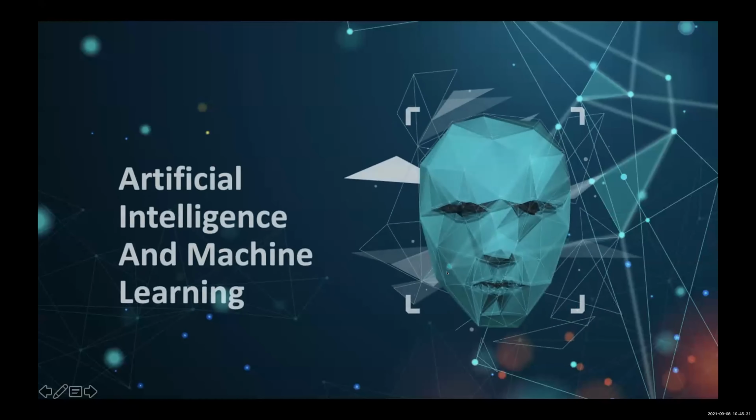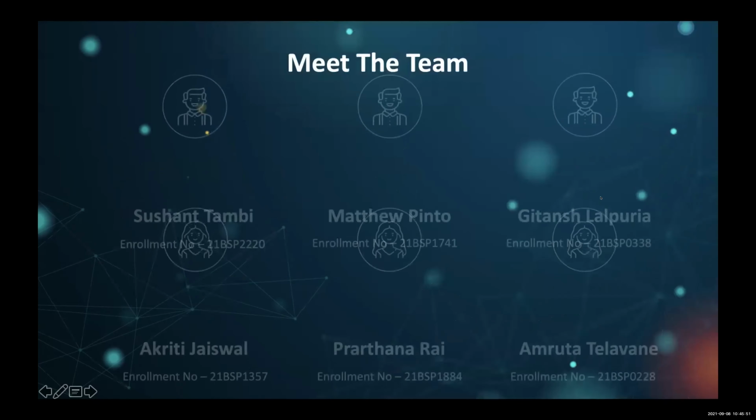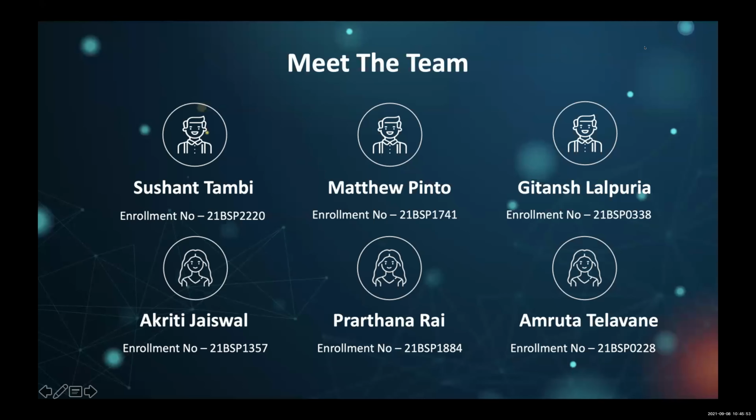So, good morning, everyone. Firstly, we would like to thank ma'am for providing us this opportunity to present in front of you. Our topic is artificial intelligence and machine learning. Firstly, let's see the team. The team consists of 6 members, and these are the names: Shushan, Matthew, Gitansh, Akriti, Pratna, and Amruta.